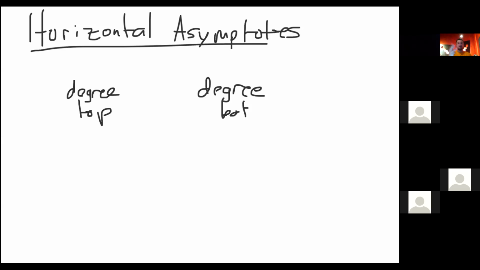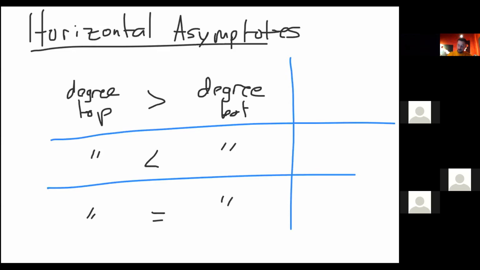Okay, and we're always going to have three cases. When the degree of top is greater than the bottom, we're going to have another one when the degree of the top is less than, and then when they're equal. And in each of these cases, it tells me where my horizontal asymptote is.